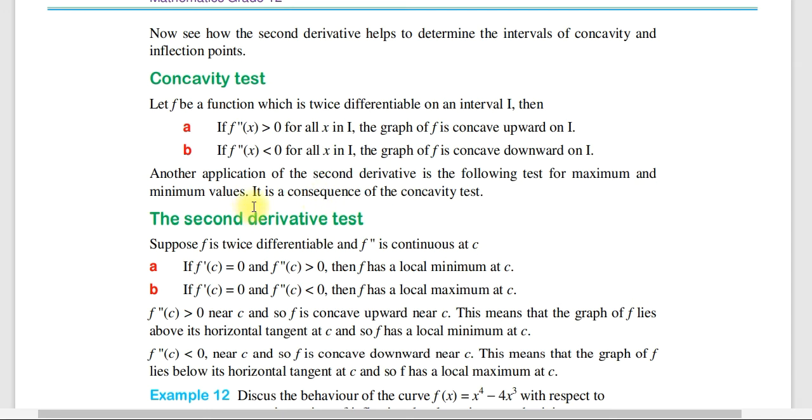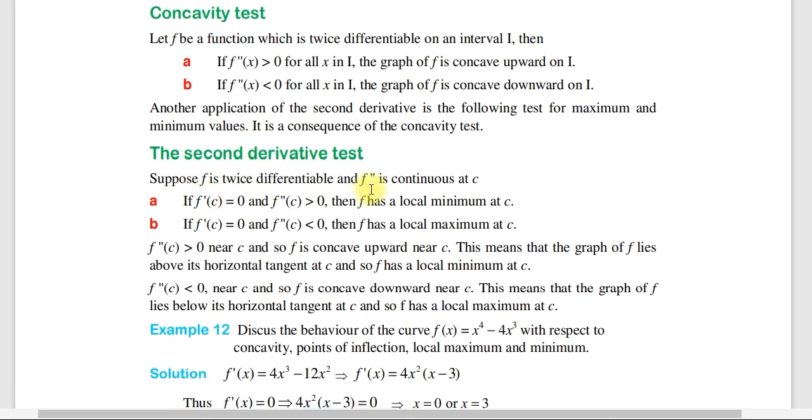Second derivative test. Suppose f is twice differentiable and the second derivative of f is continuous near c. A: if f prime at c is equal to 0 and the second derivative of f at c is greater than 0, then f has a local minimum at c. Take a point c, where continuous means the second derivative is continuous there. If the first derivative at that point equals 0 and the second derivative at that point is greater than 0, there is a local minimum at that point. Similarly, if f prime at c equals 0 but the second derivative is less than 0, then f has a local maximum at point c.